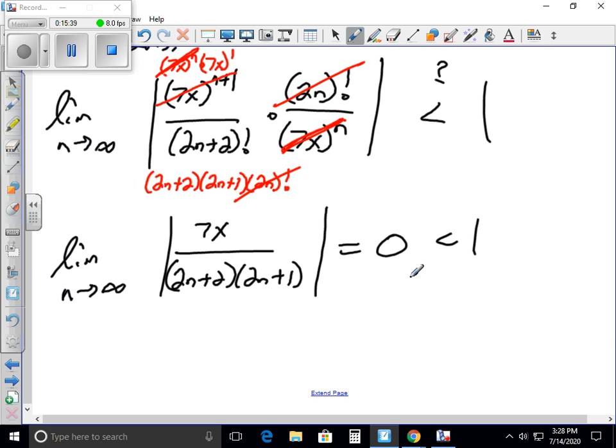That means x can be everything from negative infinity to positive infinity. Any number you pick, when we plug it in for x, that limit is 0. That's always less than 1. So it converges always. That's the interval of convergence.